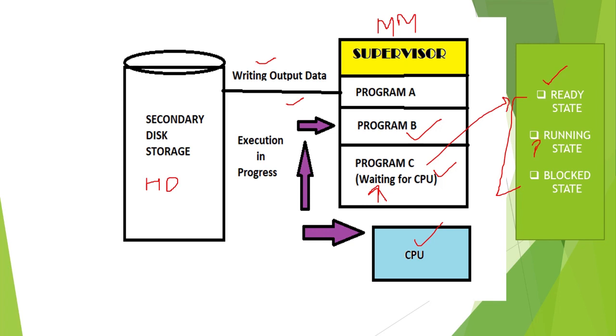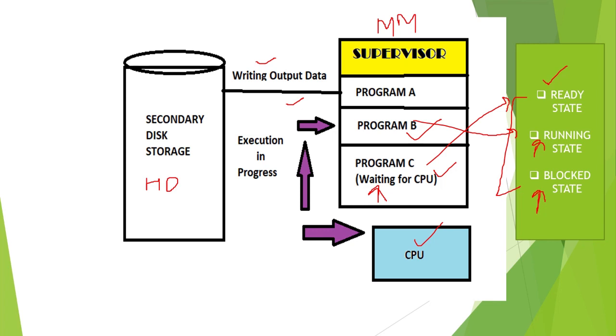Now the running state. The running state is the state of the program in which it has been allocated the CPU and is running. Program B is in the running state. Now the blocked state. The blocked state is the state in which a program is not using the CPU and not waiting for the CPU; it is doing an I/O operation. That's why program A is in blocked state. This is basically the idea of multiprogramming.